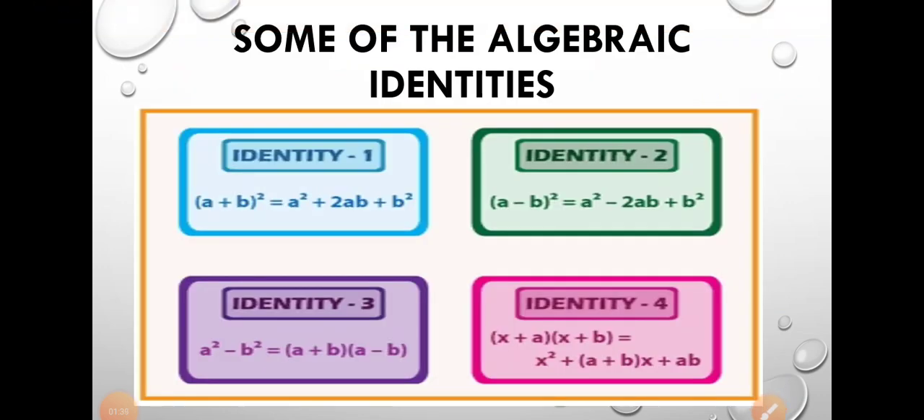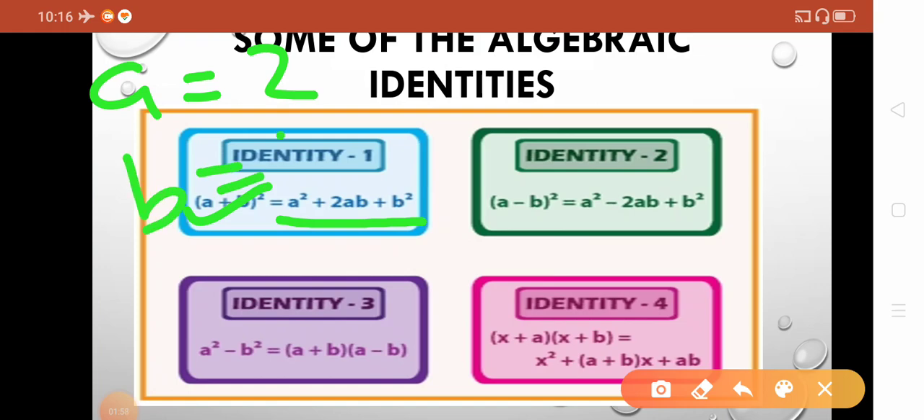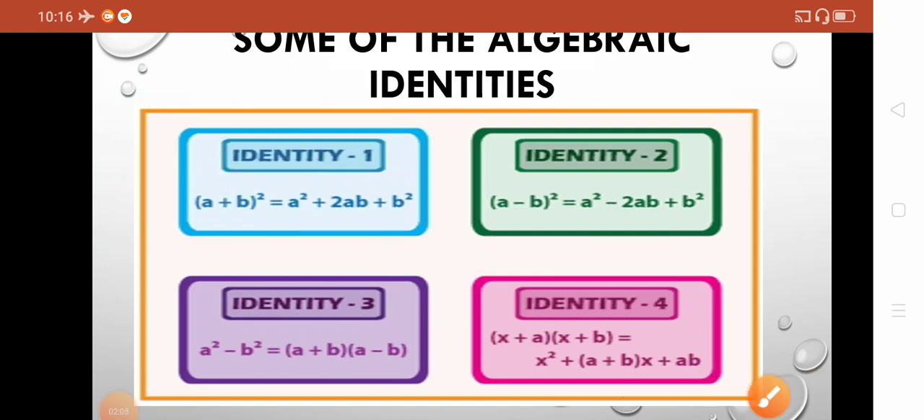For example, we have some identities that we have studied in 8th class. The first one is (a plus b) whole square, and the formula is a square plus 2ab plus b square. So for all the values of a and b, both LHS and RHS are equal. If you put the value of a equal to 2, b equal to 3, your left hand side and right hand side are always equal if you open the formula. And for all the values of a and b, this formula stands equal on both left hand side and right hand side. So this is your first identity.